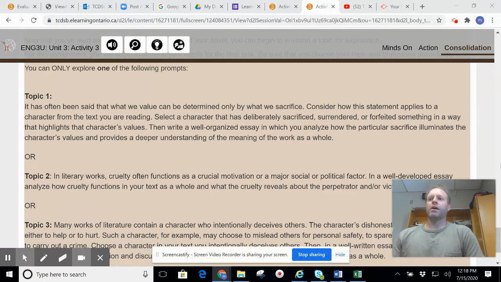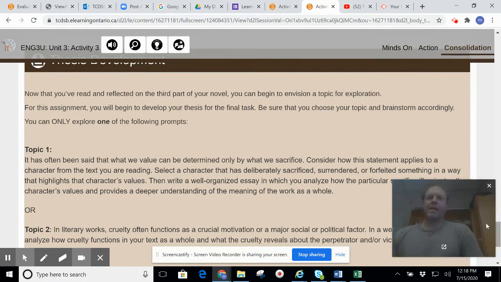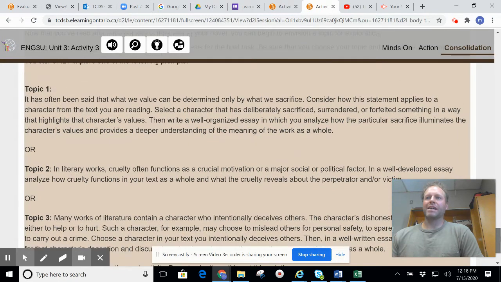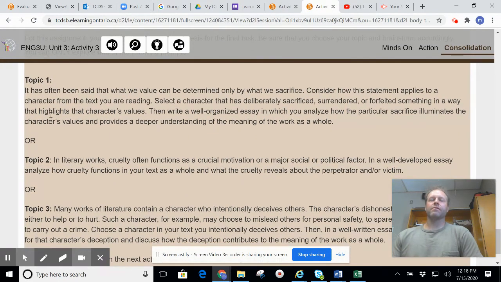There are 3 topics that you're supposed to use to think of a thesis and then follow up with an essay. So they're all found in Unit 3, Activity 3, and they're fairly generic and can be applied to almost any narrative. Probably not any narrative, but they are all appropriate. So topic 1 is about sacrifice. Select a character that has deliberately sacrificed, surrendered, or forfeited something in a way that highlights that character's values.